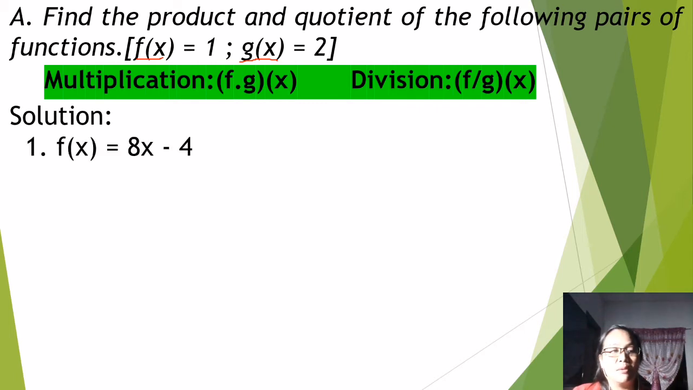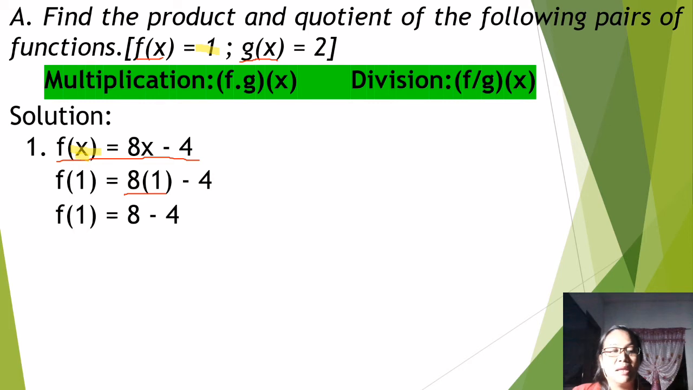So for our given number 1, we have f of x is equal to 8x minus 4. And the x here is our input. So what are we going to do? Since x is our input, we will change now x by 1. So we have now f of 1 is equal to, again, for this 8x minus 4, x will be changed by our input 1. So copy 8 multiplied by the input 1 minus 4. So following the order of operation, we will perform first 8 times 1, which is 8, minus 4. And 8 minus 4 is equal to 4. Therefore, our f of x or f of 1 is equal to 4.